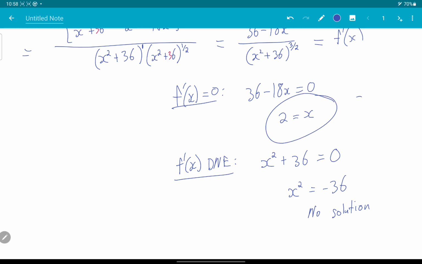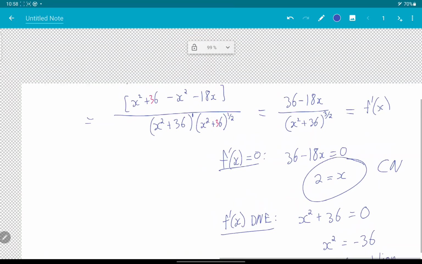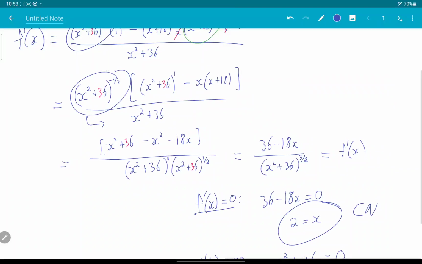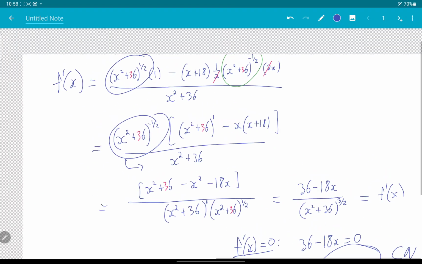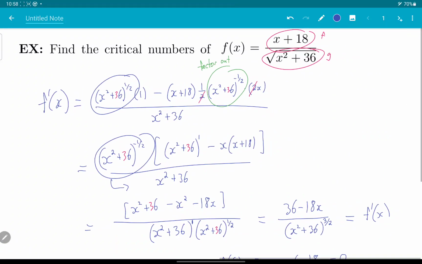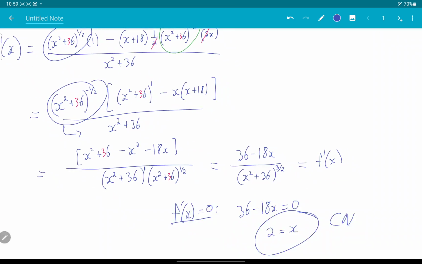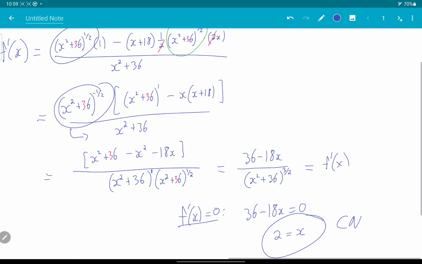Okay, so this is my only critical number here. x equals 2. And I suppose I could check it's in the domain, but yeah, it's pretty clear up here. So x equals 2 is my only critical number.